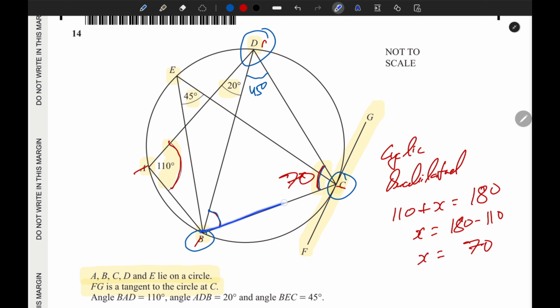If you consider this as a segment, so you see that these two angles are the angles subtended by the same segment. So hence these two are equal. So this is 45 degree.